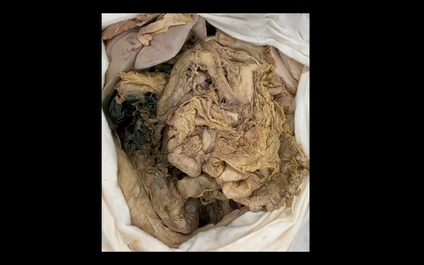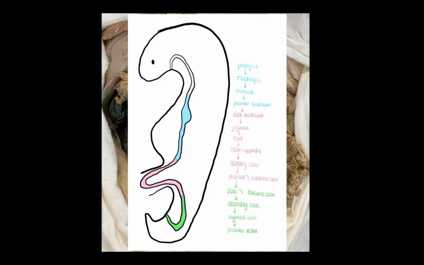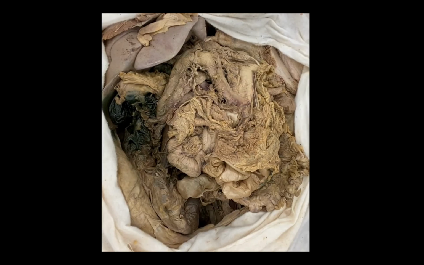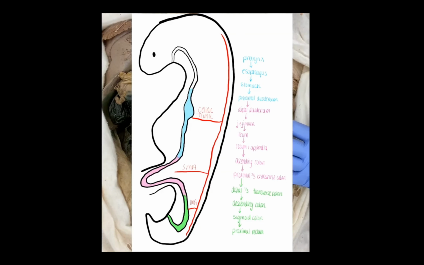So the GI tract itself is split into 3 different parts. You have the foregut, midgut, and hindgut. And these are all developing a little bit differently embryologically. And to define which one's which, it's really based on the actual blood supply of these.